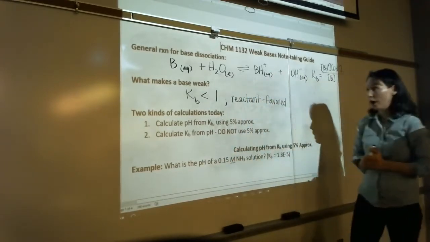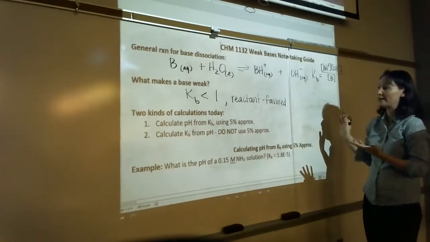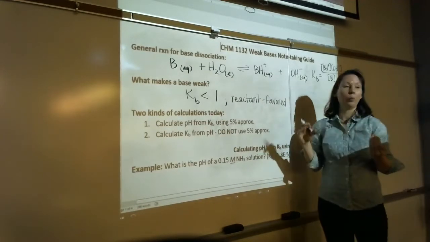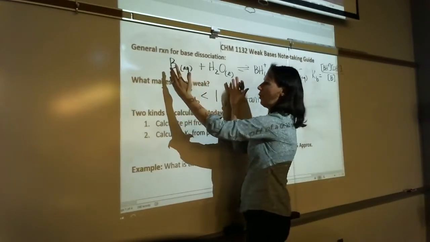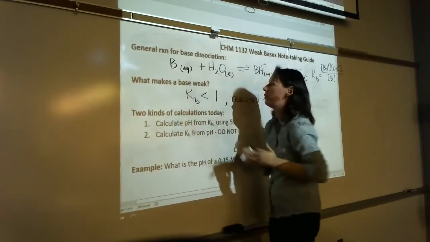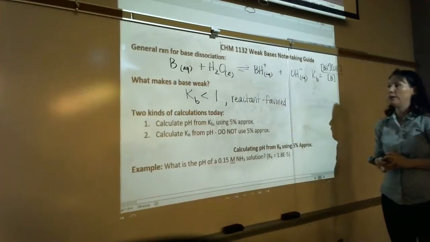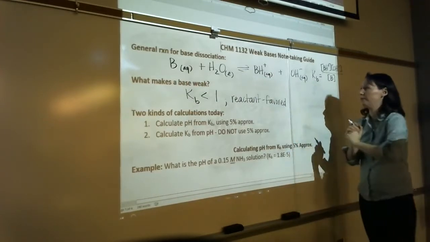Remember when we talked about strong bases, we said that they fully dissociate. So no ice table needed. But for a weak base, just like a weak acid, the equilibrium lies over here, which means I'm going to have to do an ice table to figure out how this concentration changes at equilibrium, to figure out what this will become at equilibrium as well.